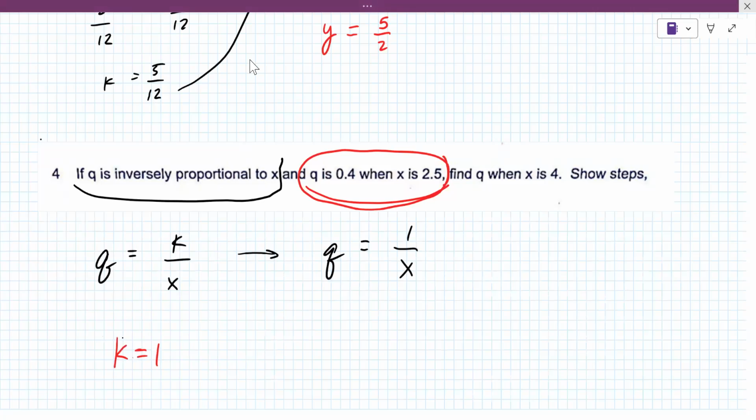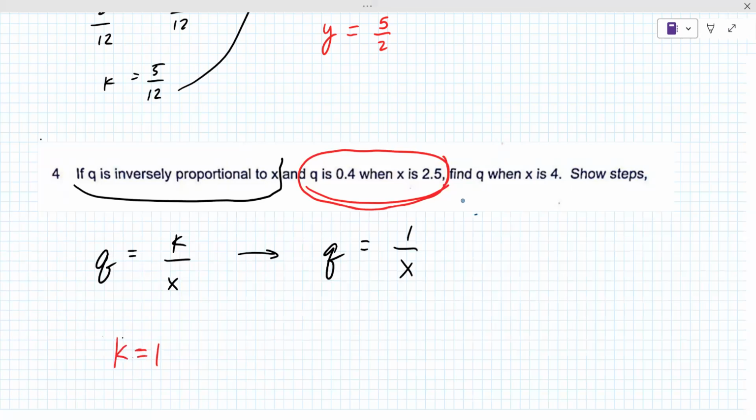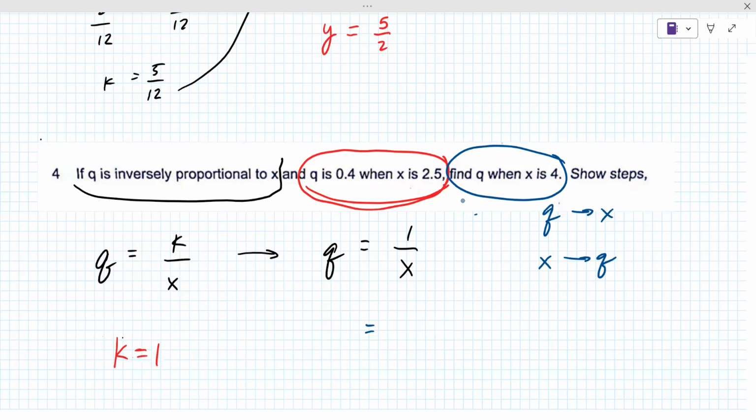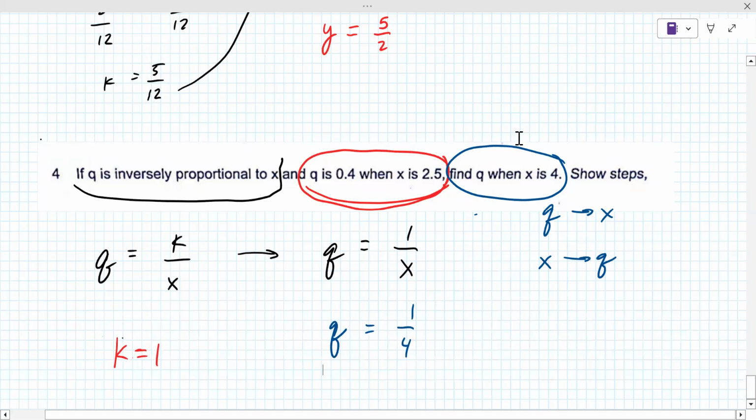Now the last part, they're either going to give you Q to find X or an X to find Q. Which are they giving you? Are they giving you X or Q in that last part? They're giving us X. So they're telling you X is 4, determine the value of Q. You've got it. So that's our answer? That's it.